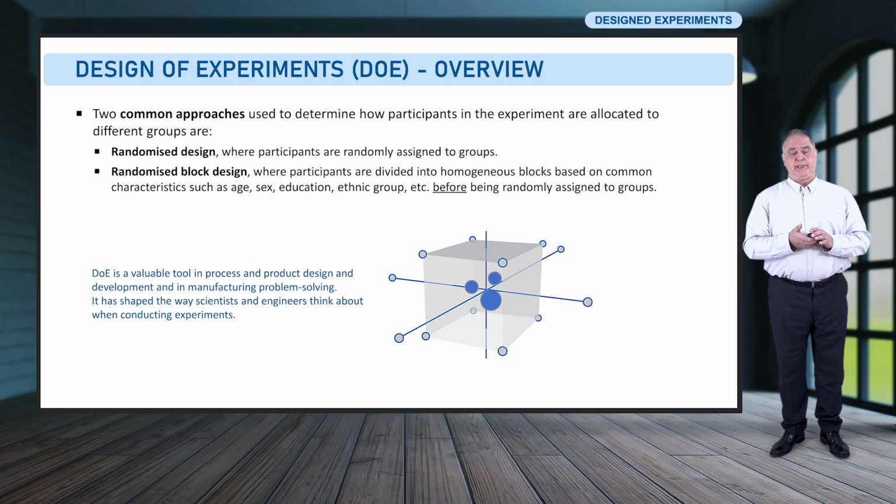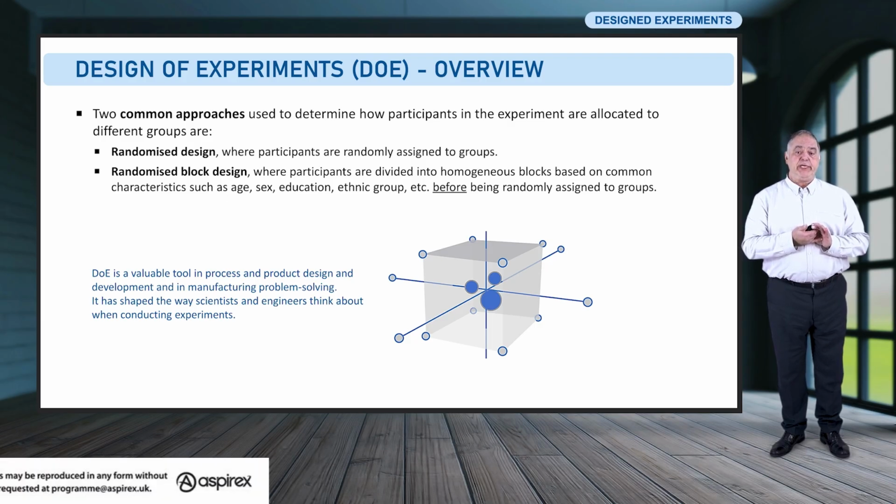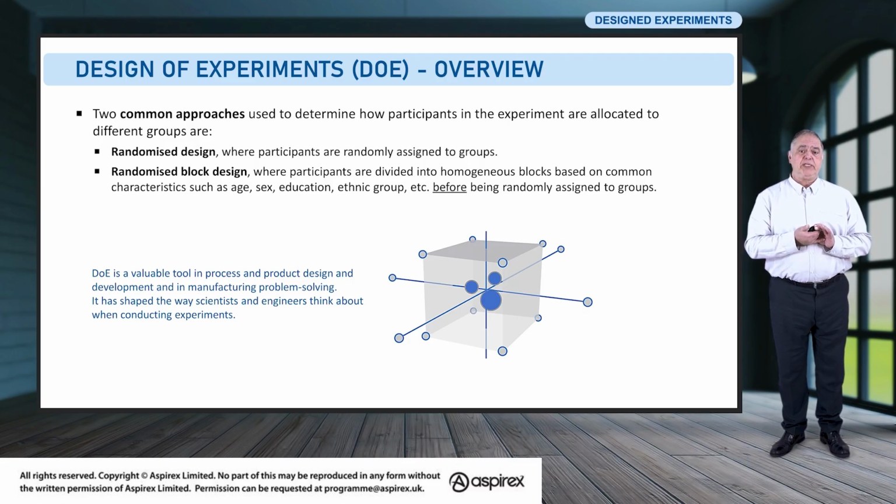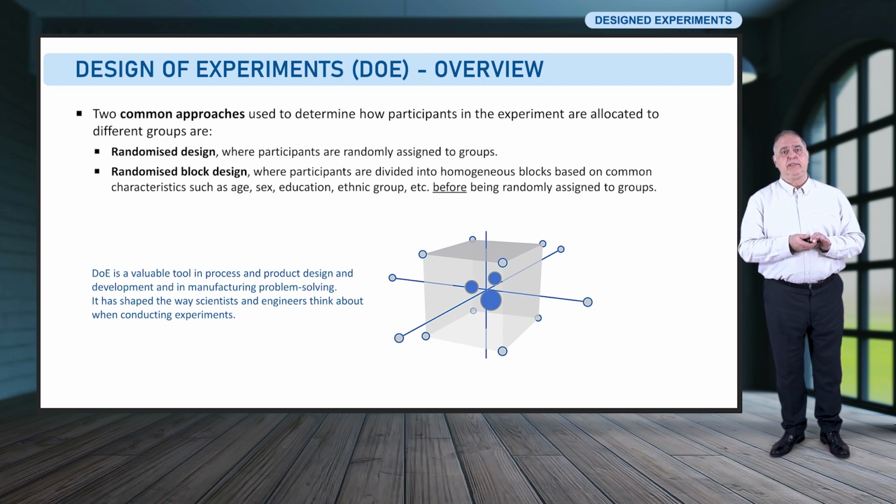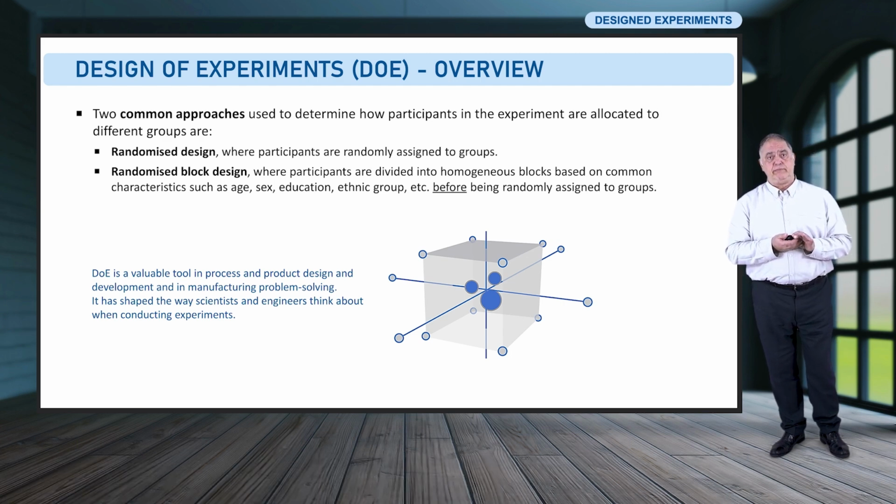Two common approaches that are used to determine how participants in the experiment are allocated to different groups are randomized design, where participants are randomly assigned to groups, and randomized block design, where participants are divided into homogeneous blocks based on common characteristics such as age, sex, ethnic group, etc.